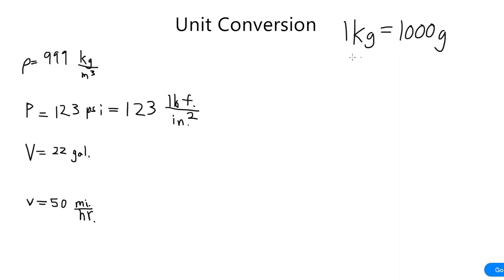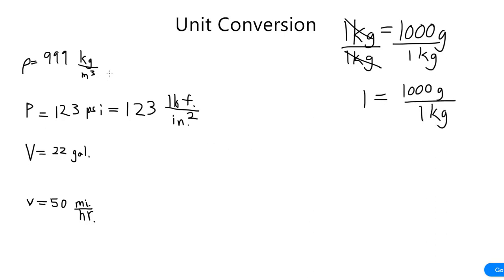Kilo is 1,000. So what I'm going to do is divide both sides by 1 kilogram. The reason I'm dividing by 1 kilogram is because we want kilograms to be in the denominator, so it can cancel with the kilograms in the numerator. Once we do that, both of these cancel, and essentially we get 1 equals 1,000 grams over 1 kilogram. So what we're technically doing with unit conversion every time is just multiplying by 1, which in the end doesn't change it, which would make sense for unit conversion.